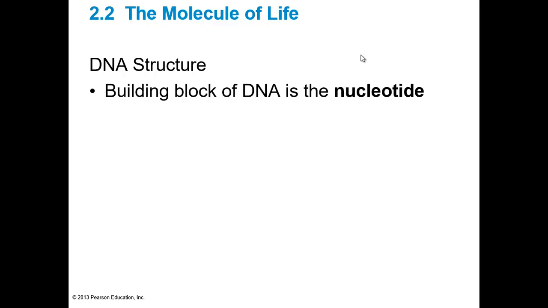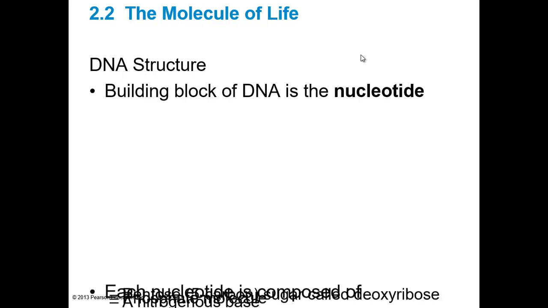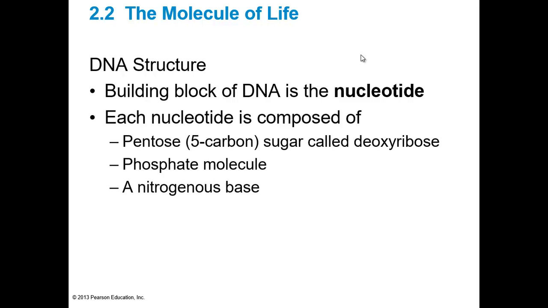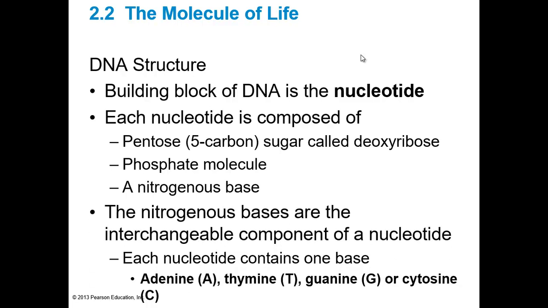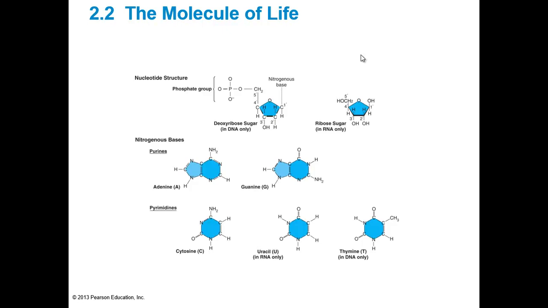Okay, we look at DNA structure. The building block of the DNA is a nucleotide. Each nucleotide contains three parts. It has a pentose sugar called ribose or deoxyribose. There's a phosphate molecule, and then there's a nitrogenous base. The nitrogenous base is interchangeable depending on the nucleotide. Some nucleotides contain adenine, thymine, guanine, or cytosine.